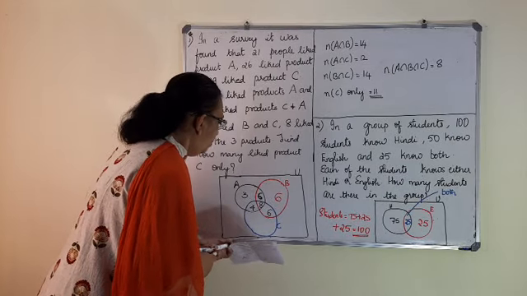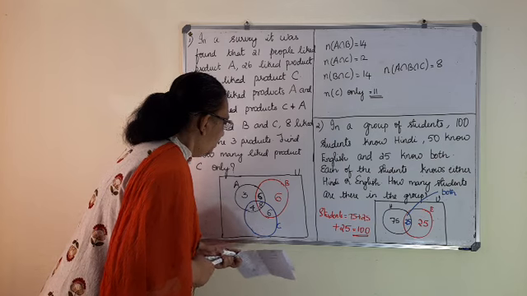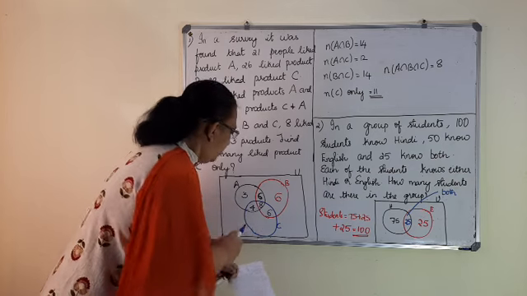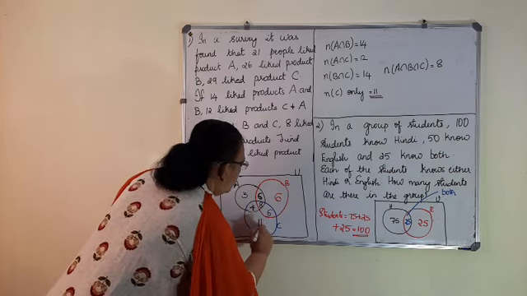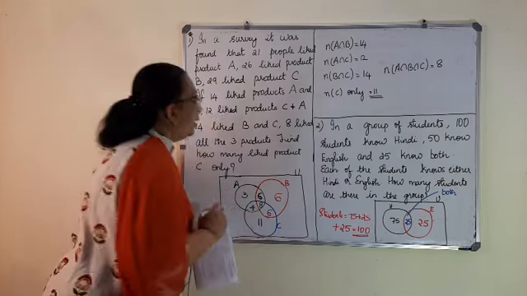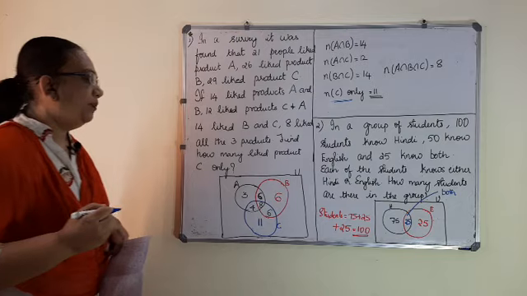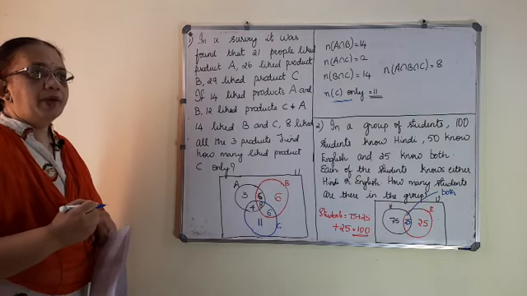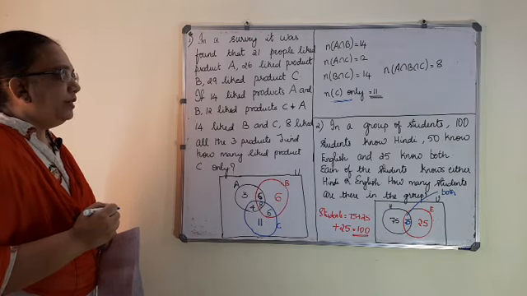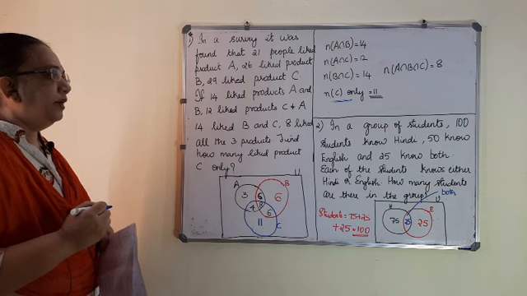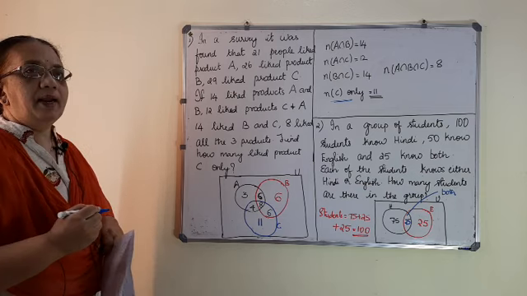Is equal to 11. So product C, liked only by C, is equal to 11 people who liked only C. I hope you understood the question. So it is better to draw the Venn diagram and analyze the question.